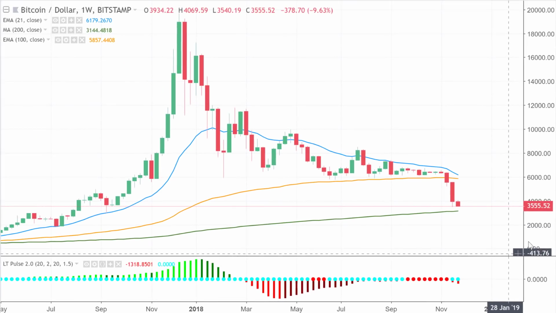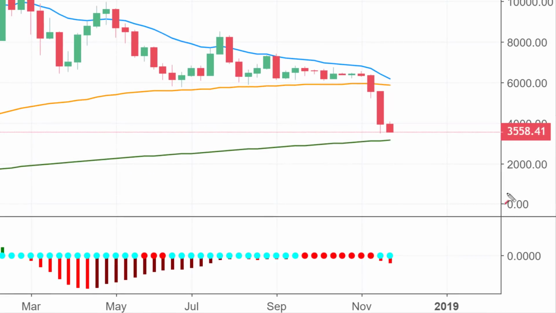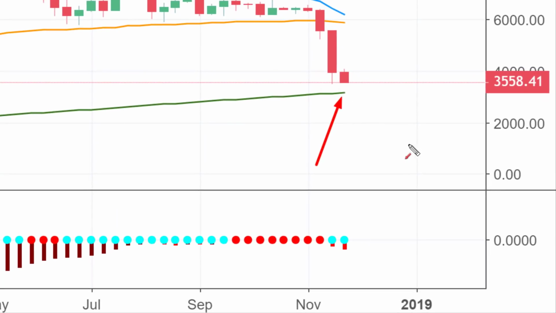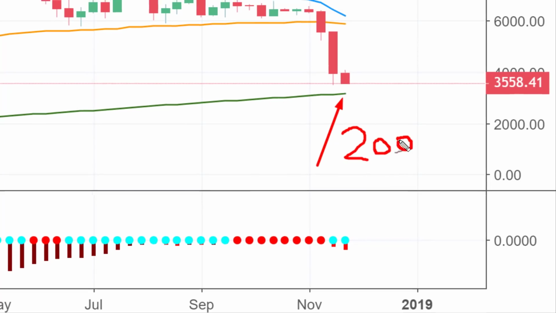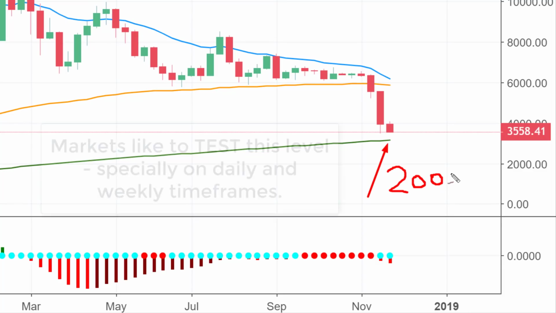So here's the question I want to ask you. Where do you think Bitcoin's next likely downside target is if we continue to push further lower? As you'll see on my chart, there's a key level which I always have on my charts. That's the green line you see here on my chart right there. That is the 200 weekly moving average, or the simple moving average. Always have that on your chart, especially on the weekly and the daily time frames.